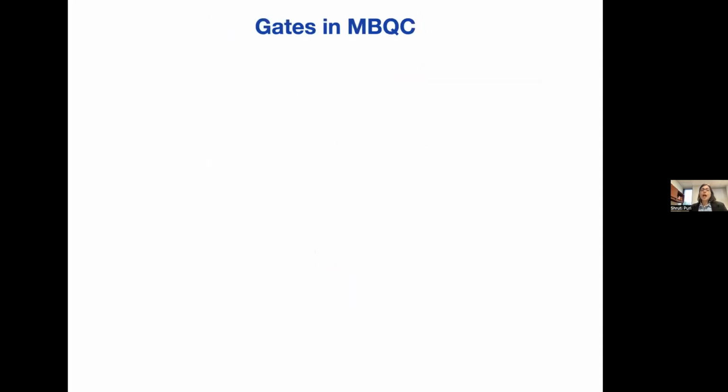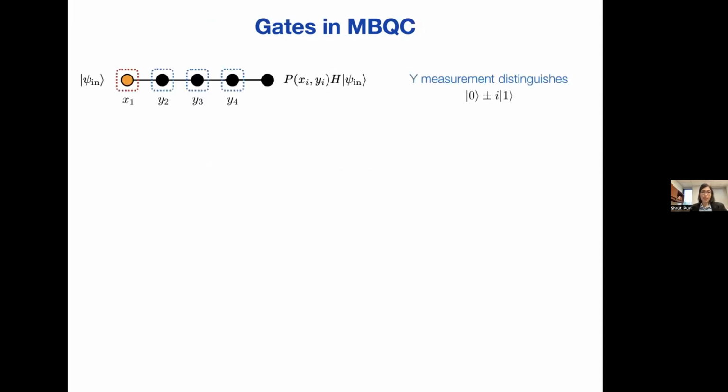Okay. Now, with the same kind of teleportation idea, you can do gates in the measurement-based picture. So for example, how do you do a Hadamard gate? Suppose this is an input state, and you want to do a Hadamard gate on it. Again, you'll add 4 other qubits to the system and do your control Z gates. You'll measure the first qubit in the X basis and the next 3 qubits in the Y basis. That's like doing a Hadamard gate on the input state up to some Pauli corrections.